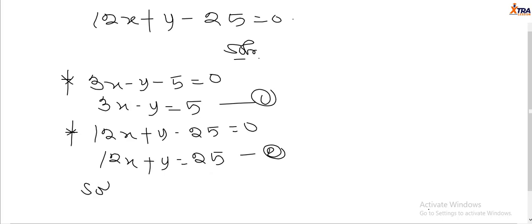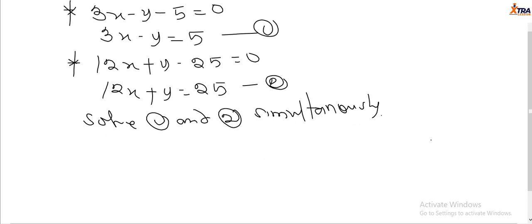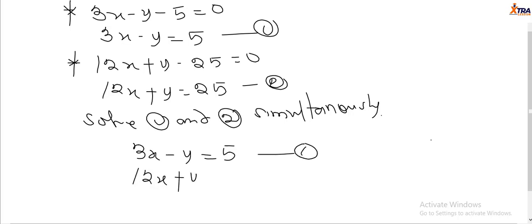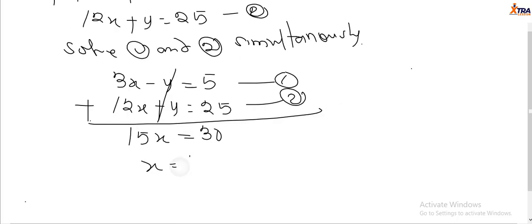So the next thing is to solve 1 and 2 simultaneously. We have 3x minus y equals 5, equation 1, and 12x plus y equals 25, equation 2. So we eliminate y. This gives 15x equals 30. So we have x equals 30 divided by 15, and that will be x equals 2.